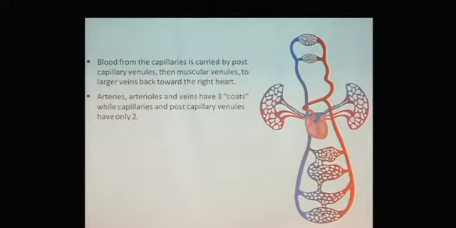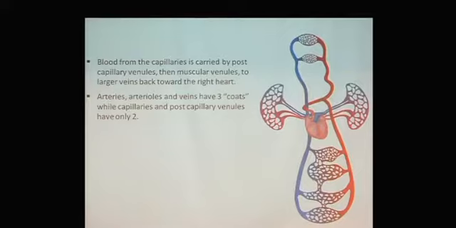And then the venules get bigger and join, and then they develop a muscular wall, and then they become muscular venules and then veins. And then the veins will carry that material back to the right side of the heart. Okay, everybody with me so far? Okay. So blood from the capillaries is carried by these post-capillary venules out here toward larger veins, back to the right side of the heart.